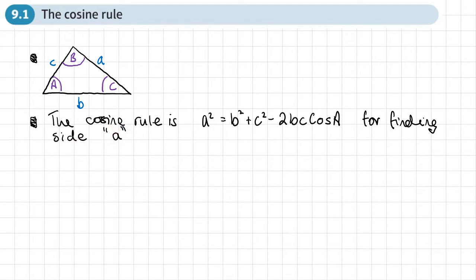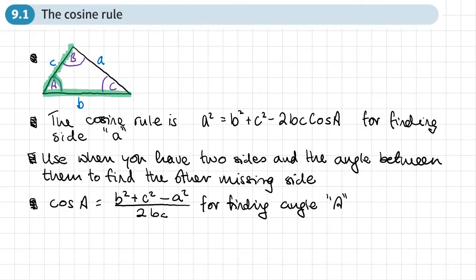So what we're going to have in a question is we're going to have sides b and c. So we will have this side here and this side here. And then you can see from the formula that we also need angle A. So what you have here is two sides and the angle between them to find the other third side, the other missing side. So that piece of information is stated here.